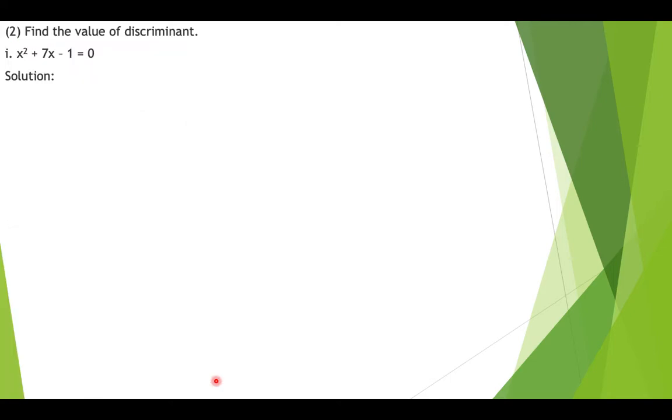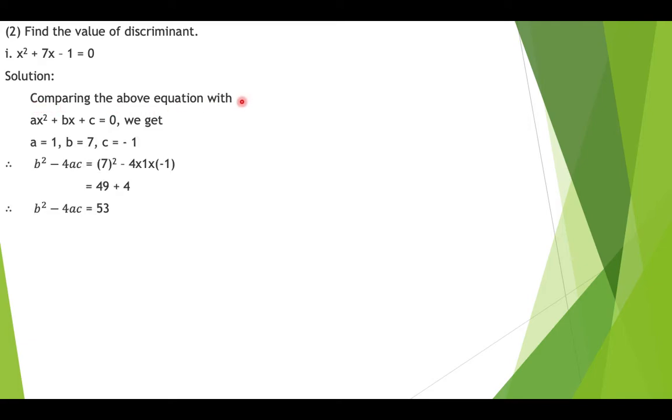Let us go for the next question. Let us find the value of the discriminant. First you have to find the values of a, b and c, because the discriminant is b square minus 4ac. Comparing the given equation with ax square plus bx plus c is equal to 0, we get a is equal to 1, b is equal to 7 and c is equal to minus 1. Therefore b square minus 4ac: b square is 7 square, which is 49, minus 4ac, where a is 1 and c is equal to minus 1.